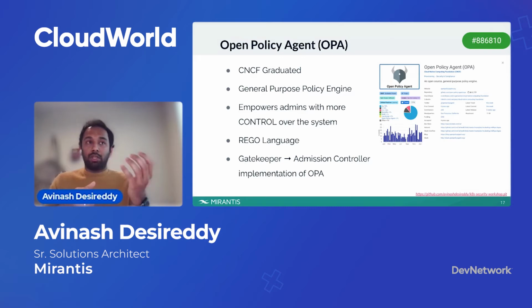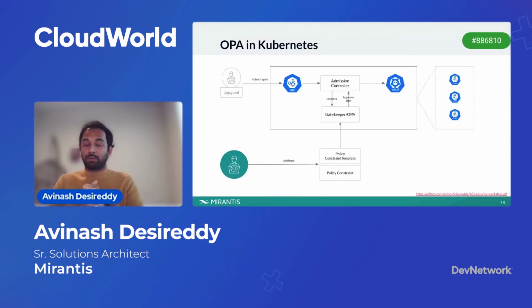It empowers admins with more control over the systems. And it uses a separate language called Rego, which is more declarative and easy to read and write. Since OPA is more generic, the Kubernetes implementation of OPA is referred to as Gatekeeper, and it is implemented as an admission controller in Kubernetes.